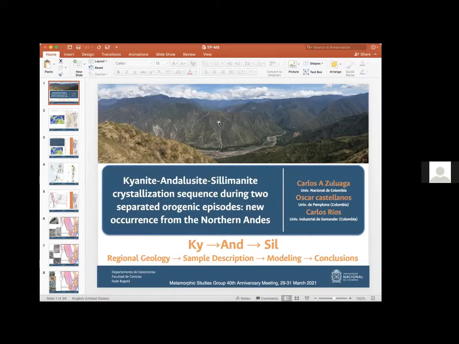This contribution uses cell dissection modeling to explore aluminum silicate polymorph stability in a metapelitic rock from the northern Andes in Colombia, which preserves Andalusite and Kyanite porphyroblasts along with fibrous Sillimanite. The main purpose is to estimate peak PT conditions in the analyzed sample and to understand the characteristics of the association in the evolutive context of a late.